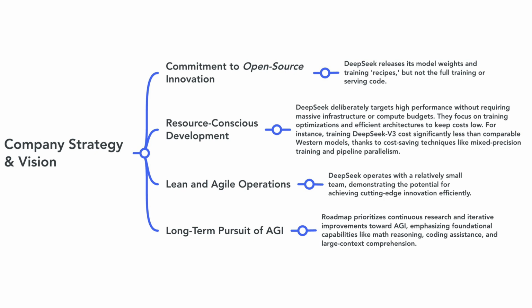But the important thing for us, developers and AI teams, is they have some commitment, or a strong commitment, I would say, to some notion of openness. As part of the release of version 3, and I suspect this is the case as well for version 1 and 2, DeepSeek releases the weights, so it's an open weights model, as well as training recipes, but not the full training or serving code.